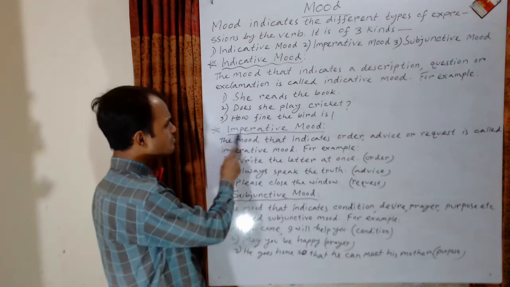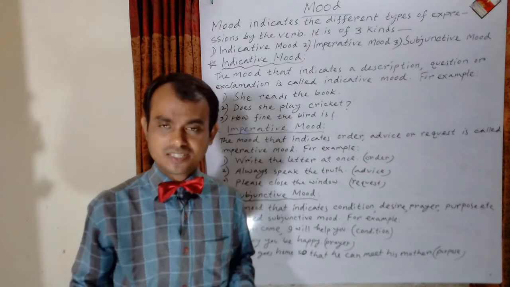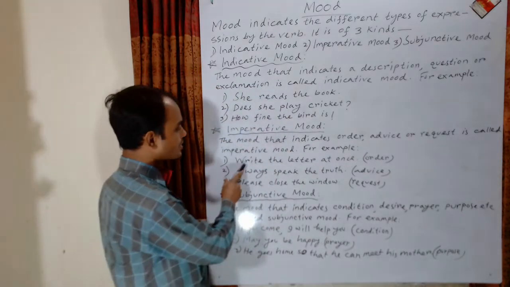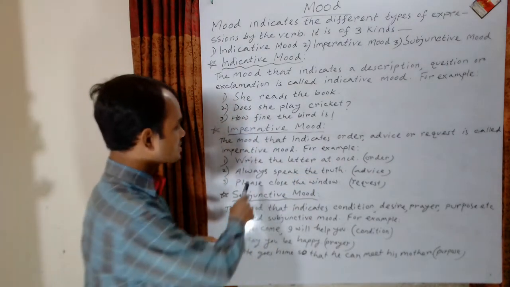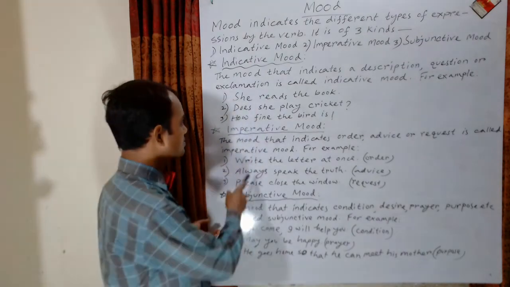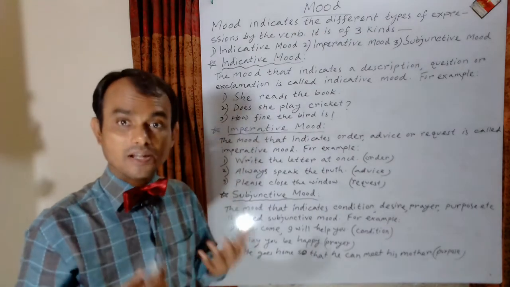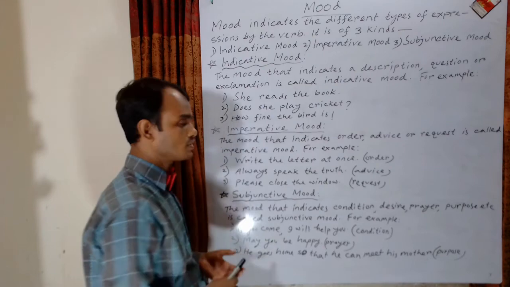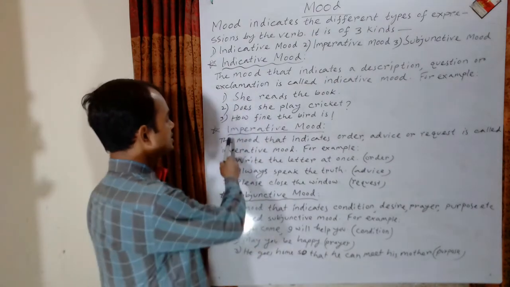Then imperative mood. The mood that indicates order, advice or request is called imperative mood. For example, write the letter at once. The verb of the sentence indicates order. For this reason, it is imperative mood. Always speak the truth. It is advice. For this reason, it is imperative mood. Please close the window. This is a request. For this reason, this is imperative mood.